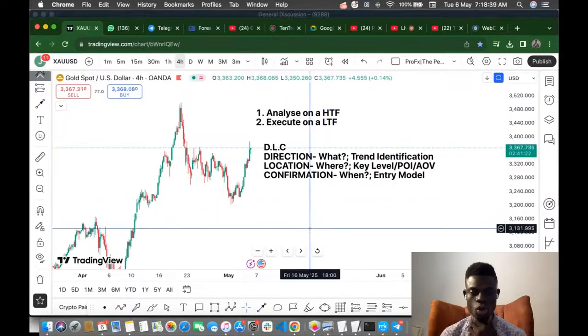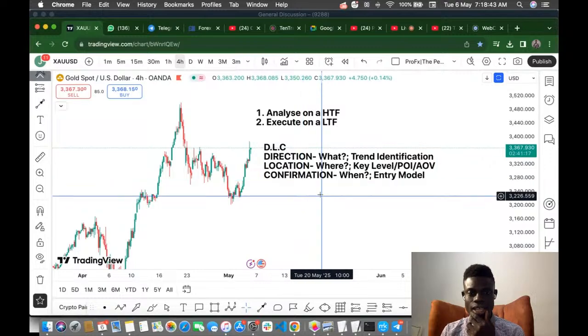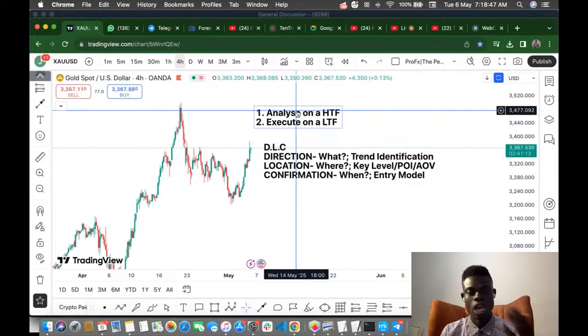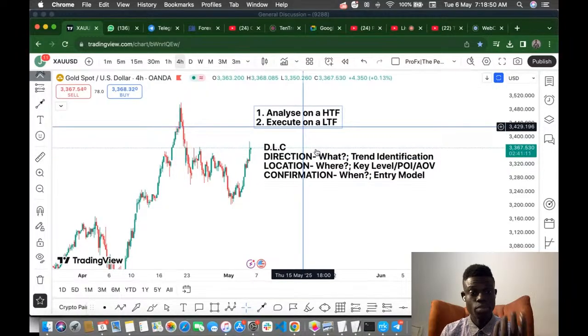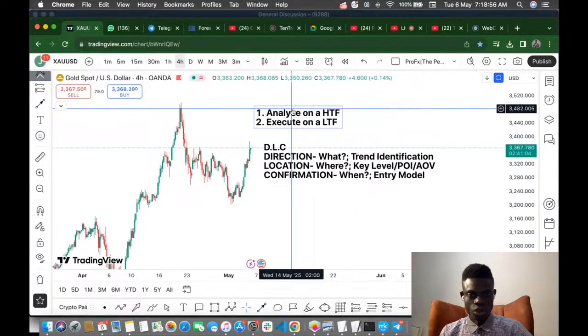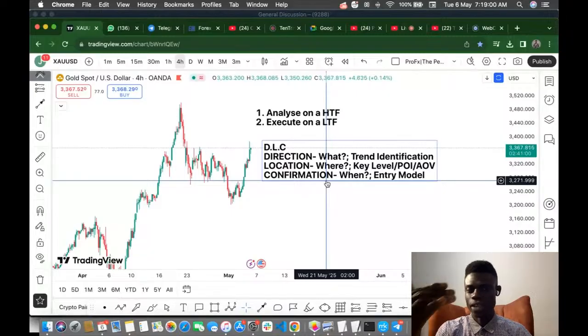Then the next question is, I want to have my direction, location, confirmation. Direction is for higher time frame. You can't be looking for direction in lower time frame, it doesn't make sense. So your direction should be found on your higher time frame, then your confirmation should be found on the lower time frame.